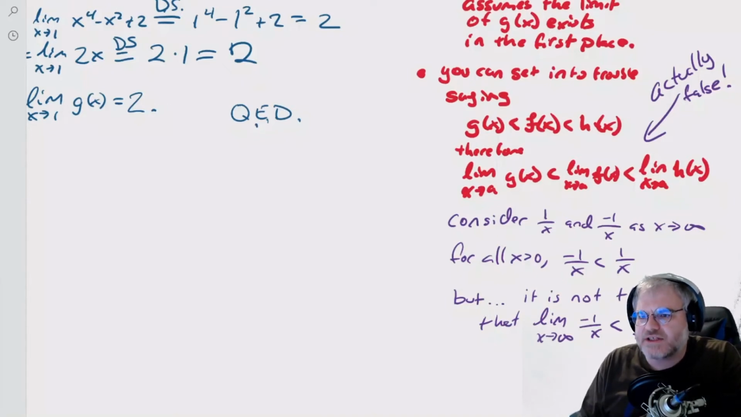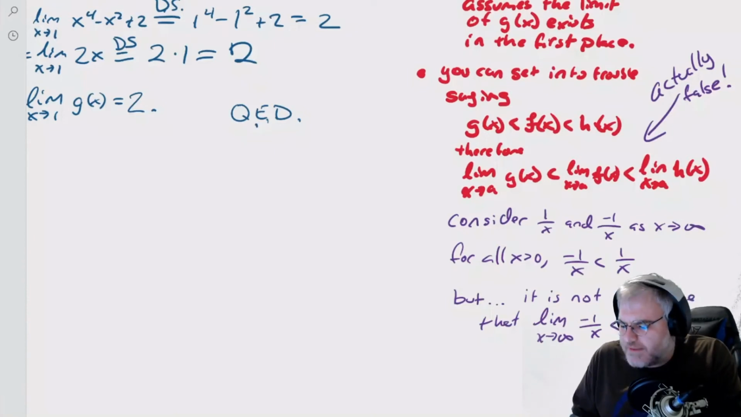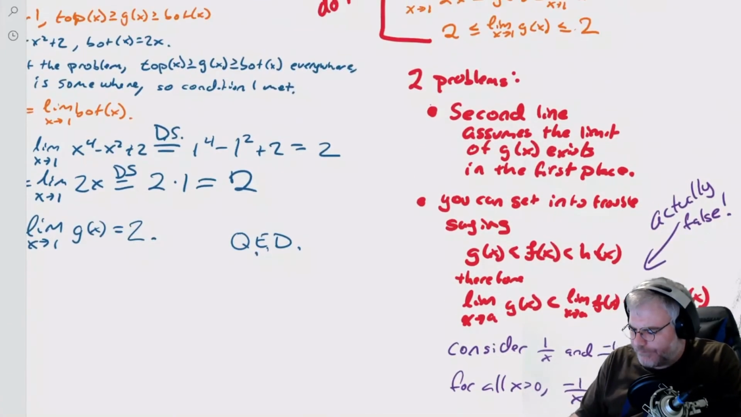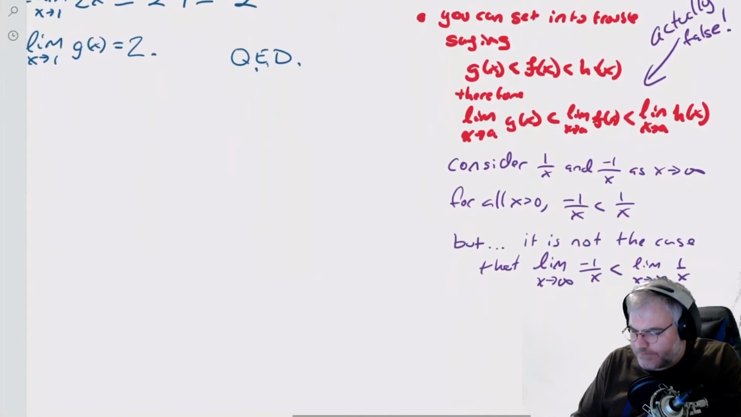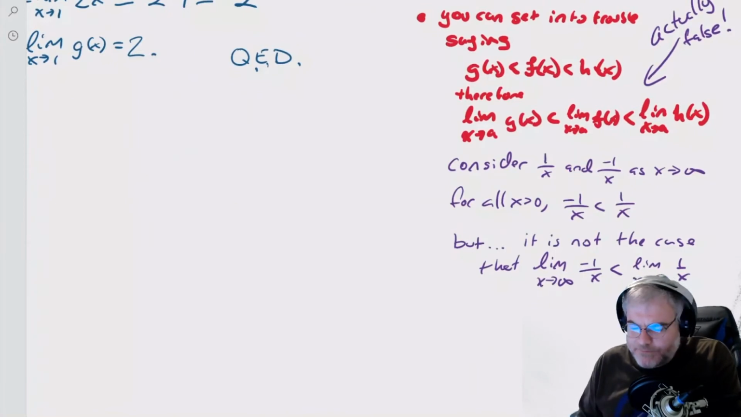This is not a function. So this limit thing is not a function. I can't just throw limits around. They've got properties. And I don't want to confuse you on this. I just want to tell you not to do this. Because both of these are 0, and it's not the case that 0 is less than 0. It is true that it's less than or equal to.